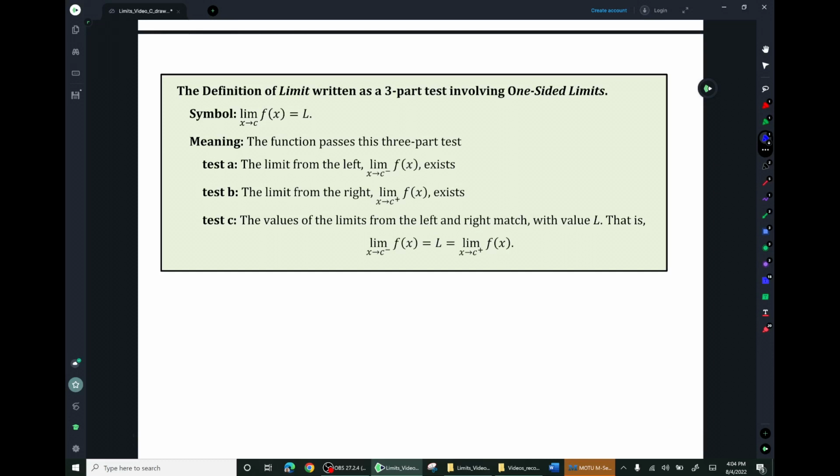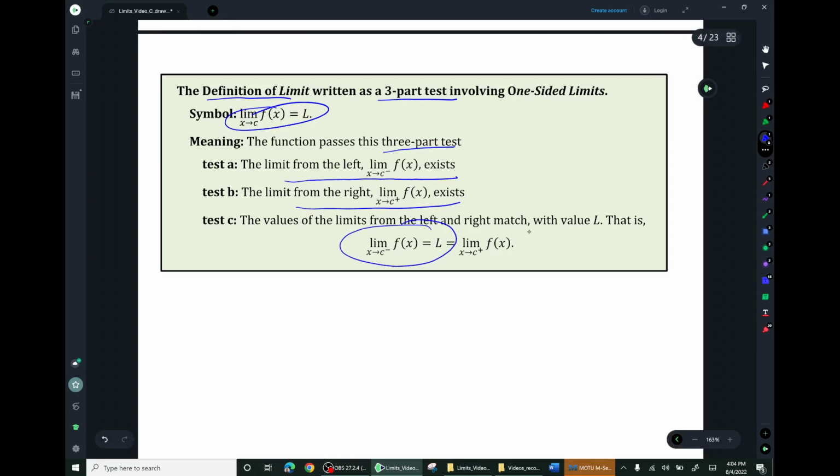And very important in the current video will be this definition of the limit as a three-part test involving one-sided limits. So remember that to say that the limit as x approaches c of f of x equals L means that the function has to pass this three-part test. That is, test A, the limit from the left has to exist. Test B is the limit from the right has to exist. And test C is the limits from the left and right have to match with value L. So the limit from the left has to equal some number L, and the limit from the right has to also equal that same number L.